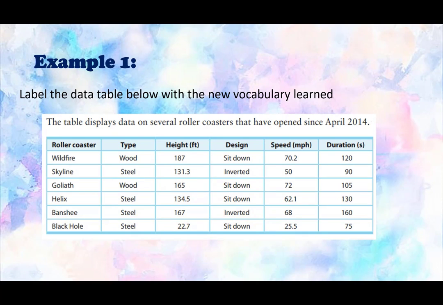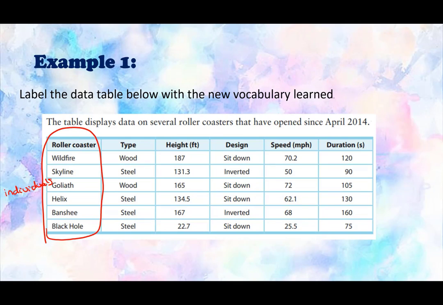My individuals in this case, this table here displays several roller coasters that have opened since 2014, and these are actually all real roller coasters and real statistics. So it's kind of interesting looking at this. But the first thing we want to do is find the individuals. So what are we looking at? What are we measuring? What are we really trying to find out things about? That would be the individual roller coasters. So these roller coasters here are the individuals. Okay, so the roller coasters are the individuals.